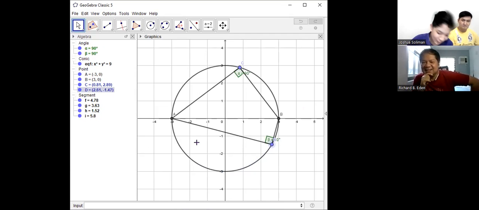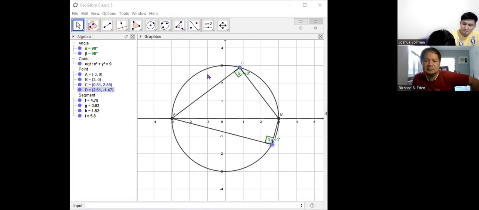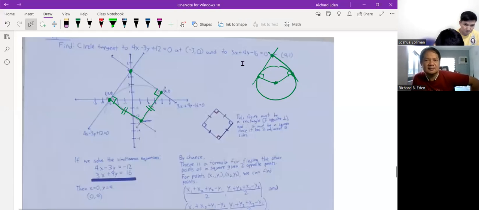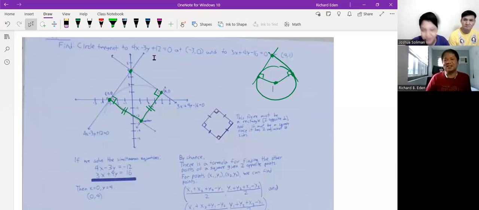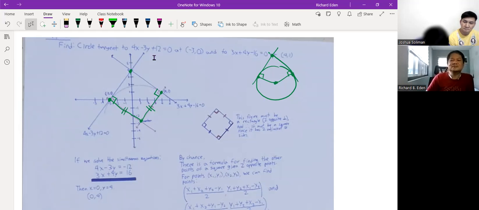Okay, so to counter that po, you can find that 3x plus 4y minus 16 is equal to 0, and 4x minus 3y plus 12 equal to 0 have negative reciprocal slopes. Yes, that's it. You can prove that they are, so then you can prove that they have three opposite. Right, that's the missing part.